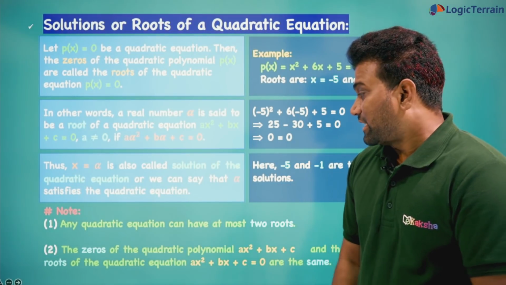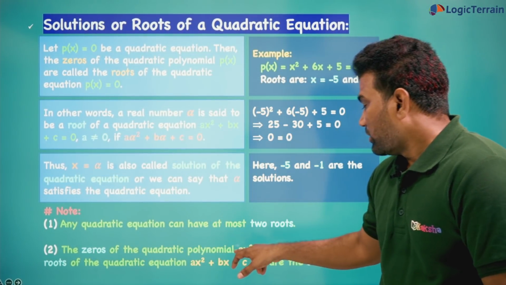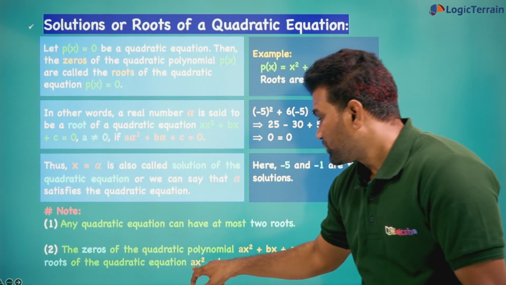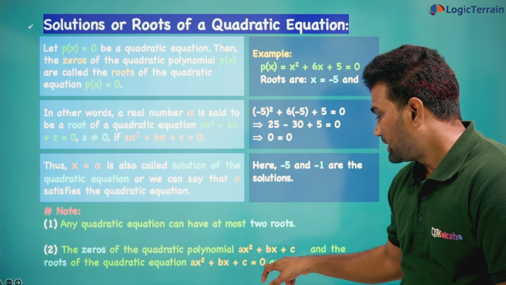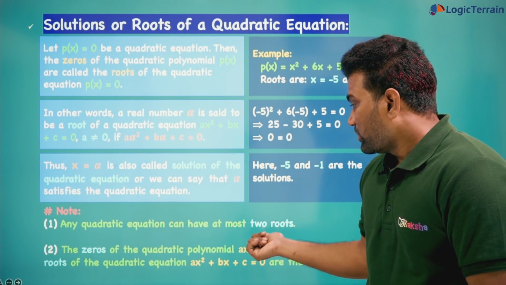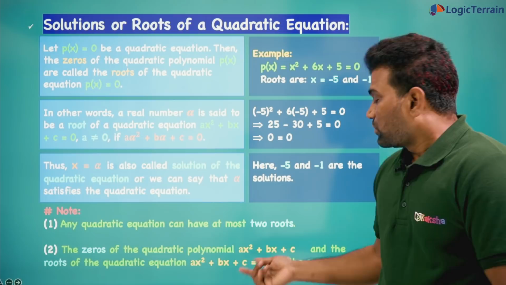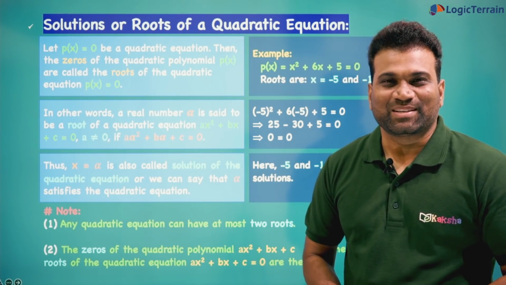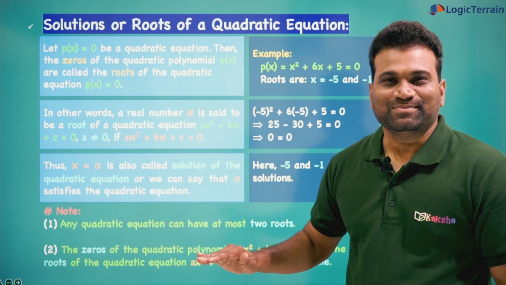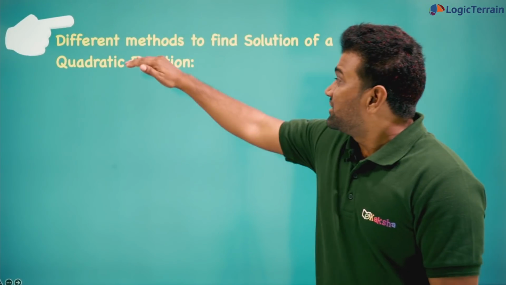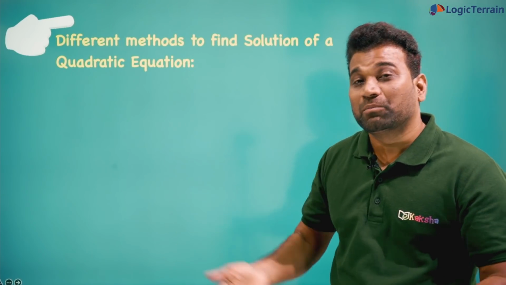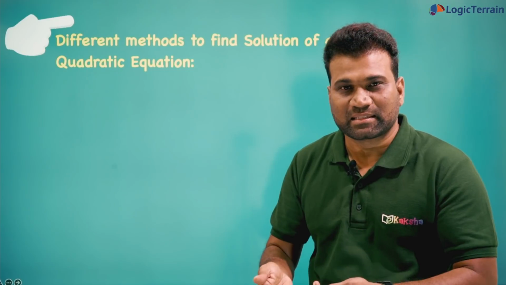Second one, the zeros of the quadratic polynomial ax square plus bx plus c and the roots of the quadratic equation ax square plus bx plus c is equal to 0 are the same. Already we have discussed. Zeros of a quadratic polynomial and roots of a quadratic equation both are same. Here we call zeros, in this case we call roots. Right? Next, different methods to find solution of a quadratic equation. What are all possible methods? We will discuss in this class.